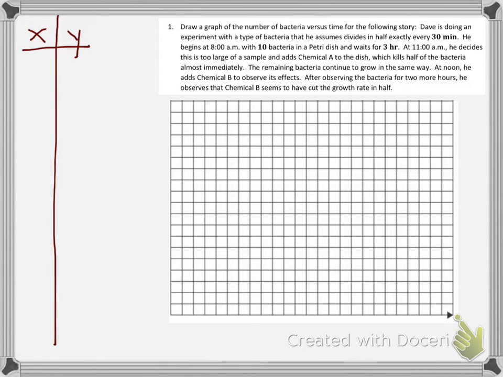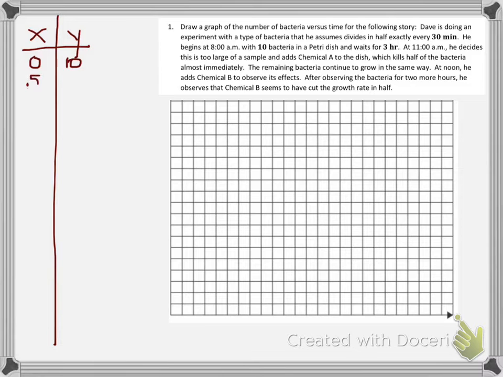Okay, for tomorrow. Anyway, here's our graph. Dave is doing an experiment with a type of bacteria that he assumes divides in half. Dividing in half means doubling. Dividing by a half also is multiplying by 2. Every 30 minutes. Okay, so if he begins at 8 a.m. with 10 bacteria, that is time 0 hours, and he's got 10 bacteria. Every half hour, 30 minutes, he's going to double that.